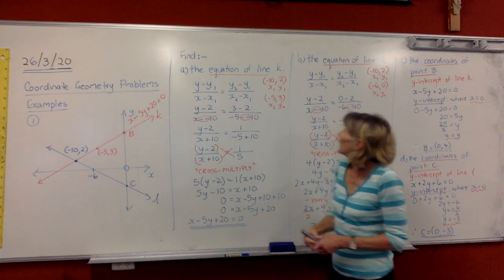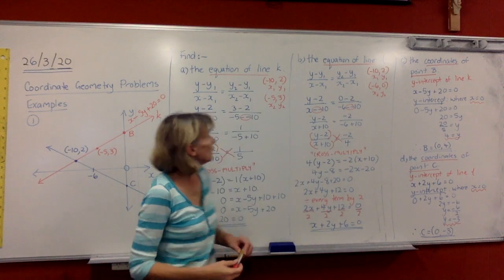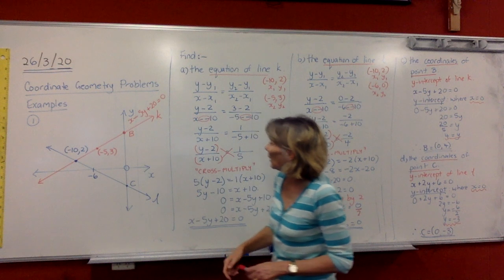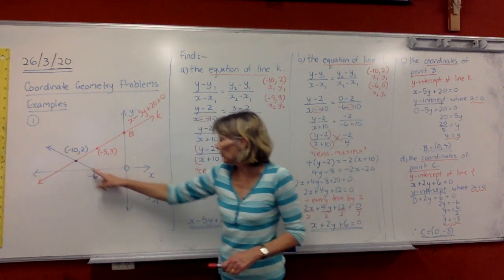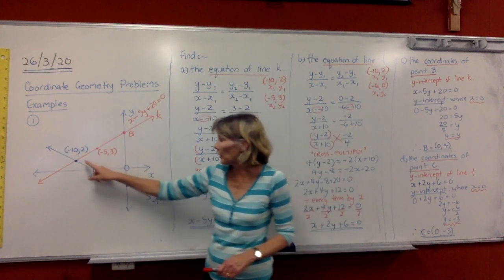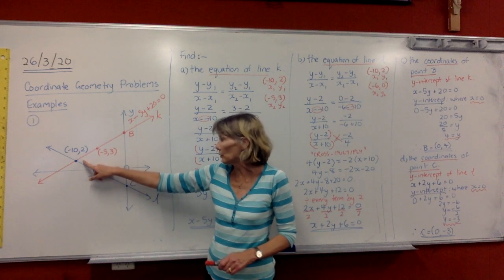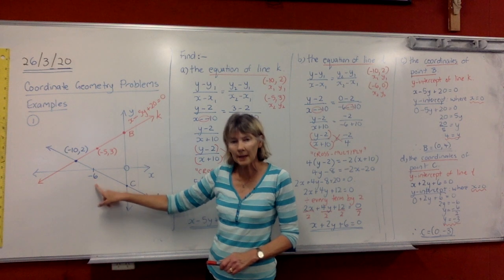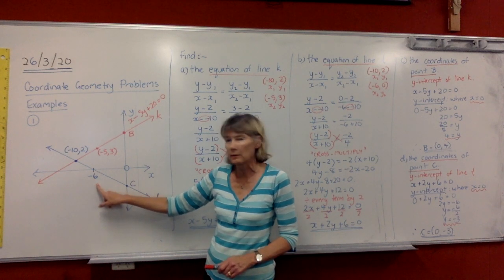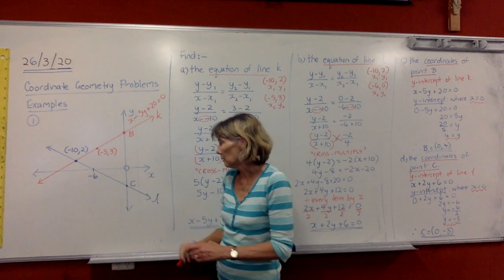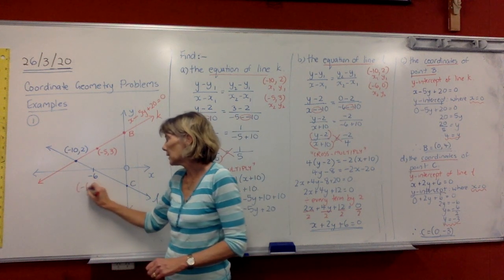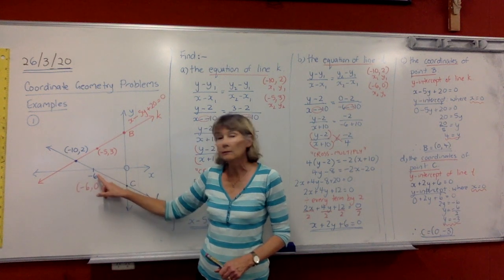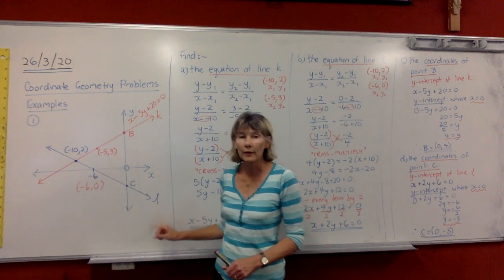Okay, so the next question is B. Find the equation of line L. So if we look over here at line L, the information that we have on that line, we know there's a point on that line, minus 10, 2, and we also know it has an x-intercept of minus 6. The x-intercept is also a point. Okay, that is the point minus 6, 0. So we're going to use the 2 points again on line L to find the equation of that line.